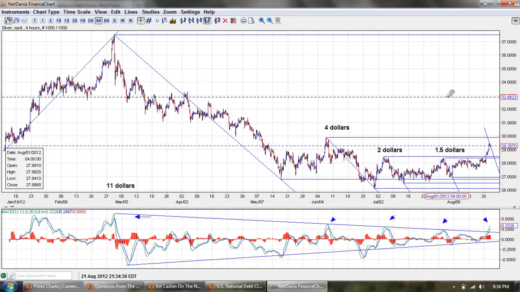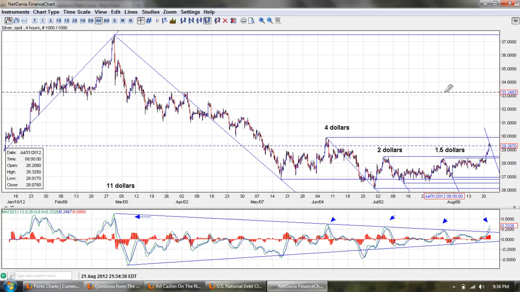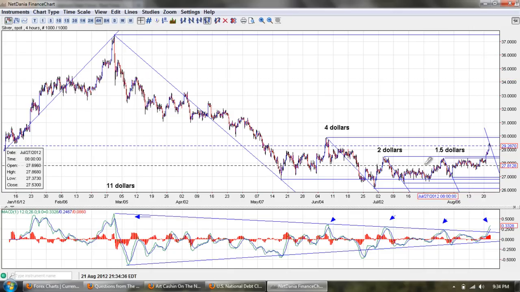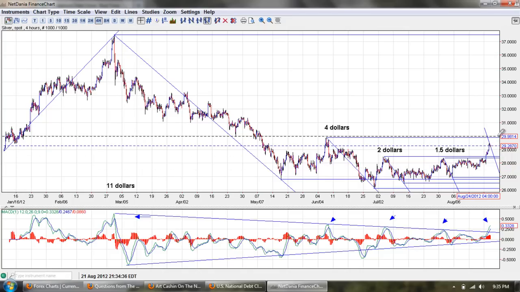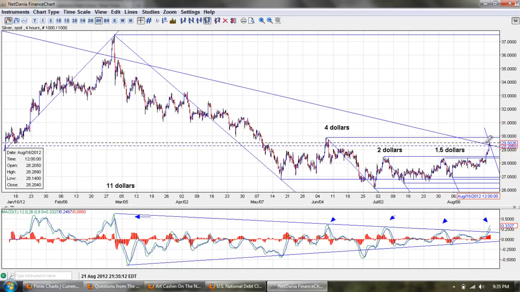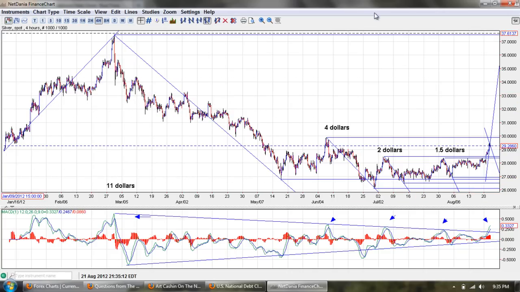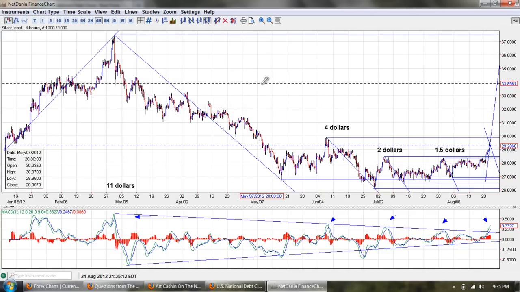Of course, I think this trend is going to continue for quite some time. I could be wrong, but the 28.5 line was breached in a very strong manner. I do believe that the $30 level will be breached in a very strong manner, and we very quickly could move to around $32. It could be as fast as tomorrow, but we'll have to wait and see.